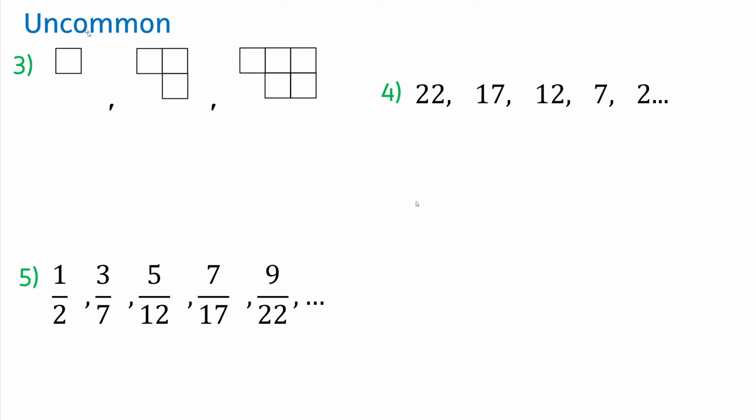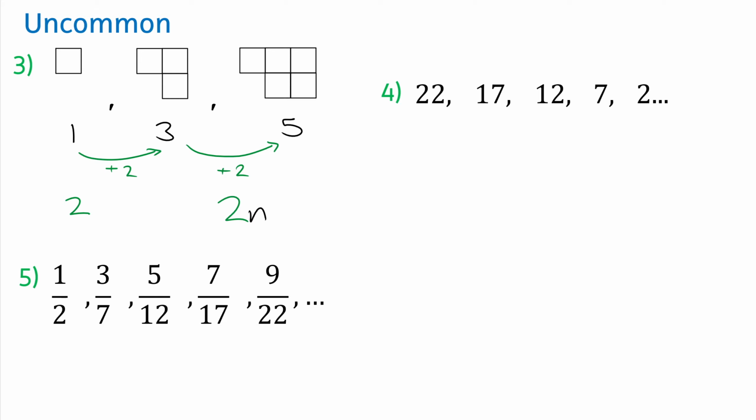Well, this is a sequence, but it's much easier to deal with if we think of it as numbers. 1 square, 3 squares, 5 squares. So how do we get from 1 to 3? We add 2. How do you get from 3 to 5? We add 2. Oh, this is like the 2 times table. So it's going to have an nth term rule of 2n.